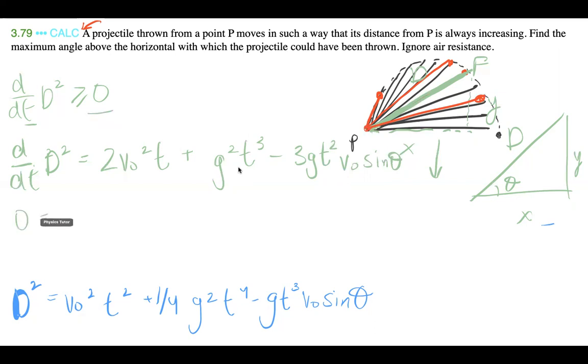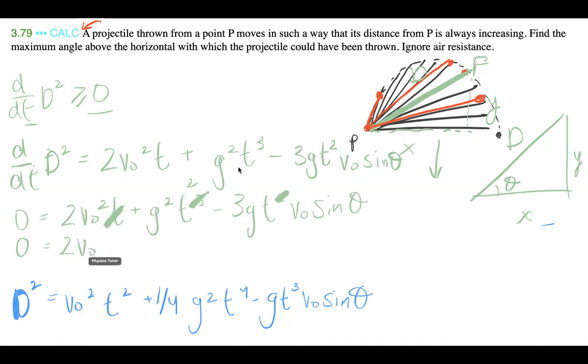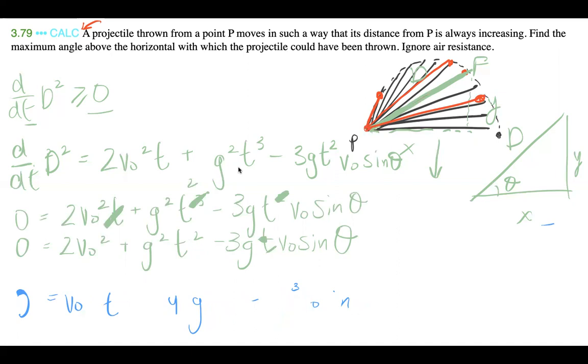So we want 0 is equal to 2v naught squared t plus g squared t cubed minus 3g t squared v naught sine theta. Okay, and now we can recognize that we can actually cancel out one of these t's, right? And we get 0 is equal to 2v naught squared plus g squared t squared minus 3g t v naught sine theta. Well, if we want to solve for t, we can use the quadratic equation.